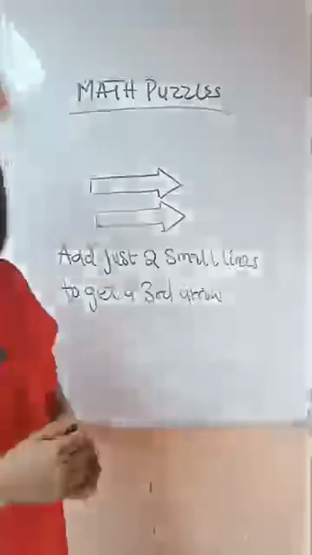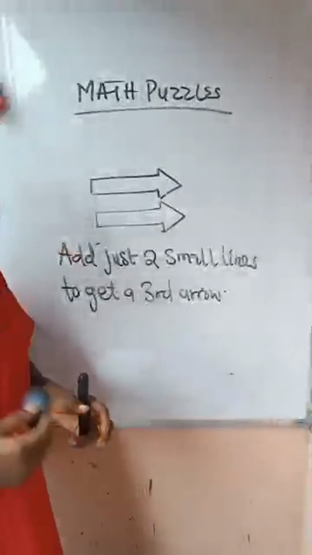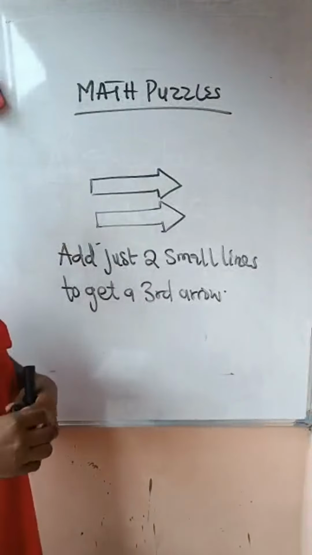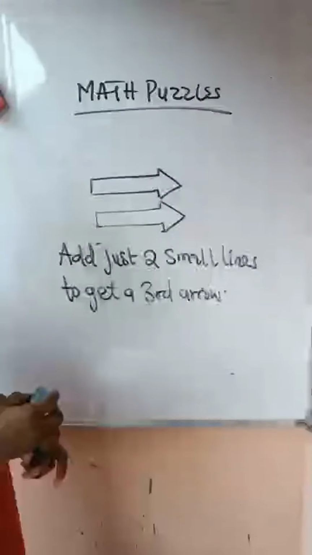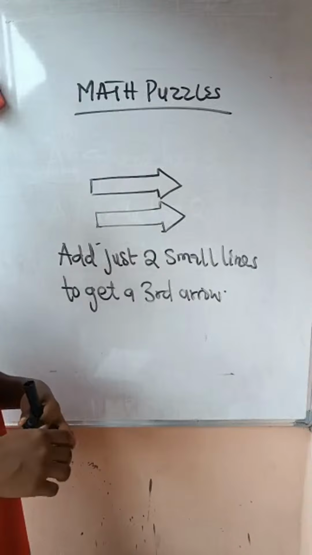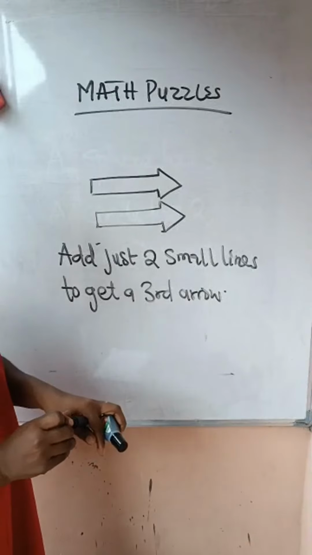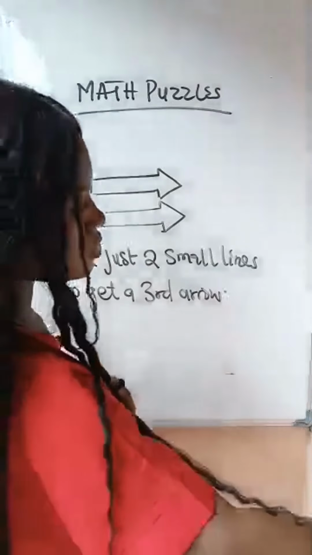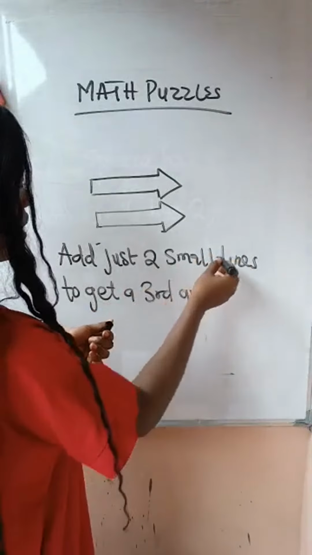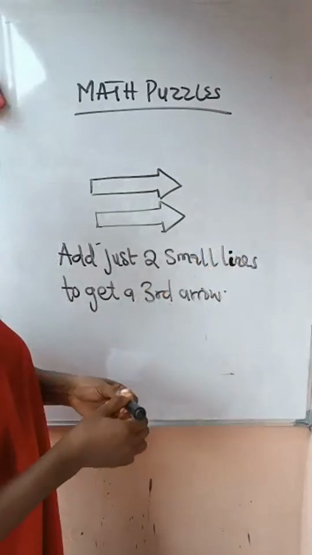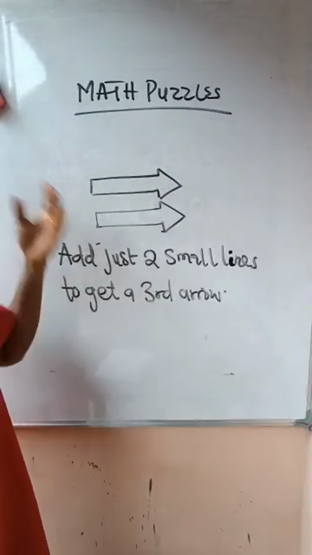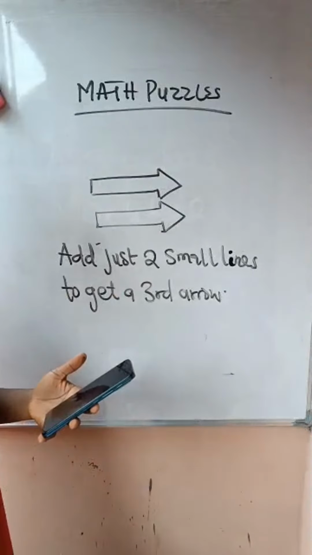So that is the question. Add just 2 small lines to get a third arrow. Let me add ink to this. Add just 2 small lines to get the third arrow. Okay, so I'm waiting.